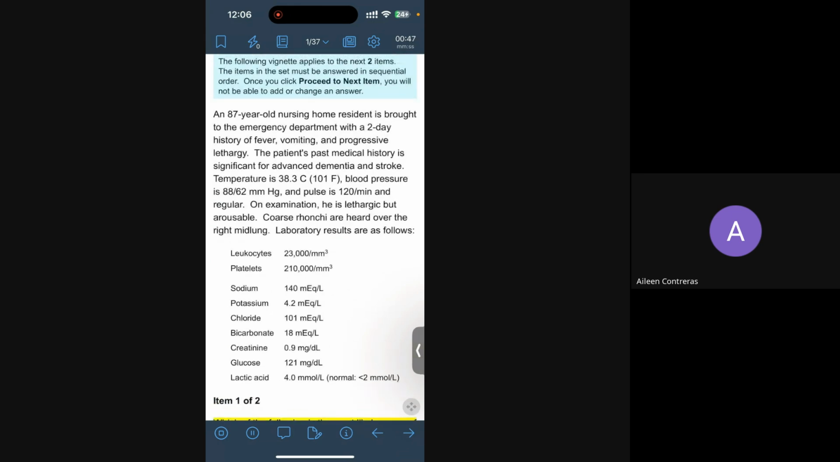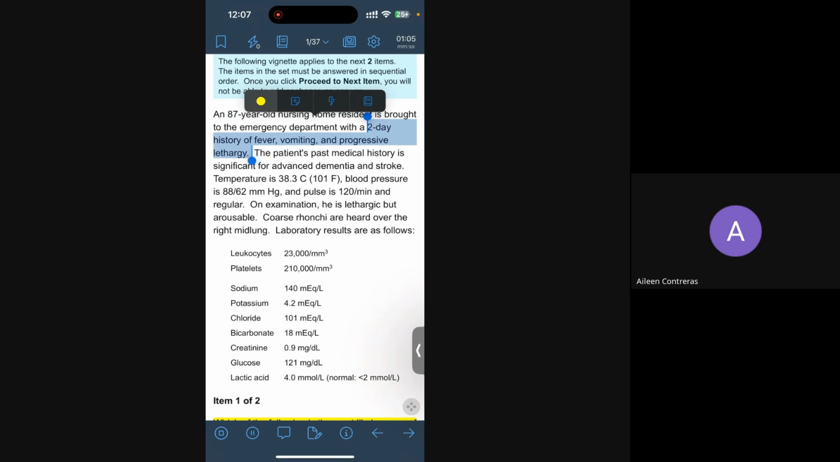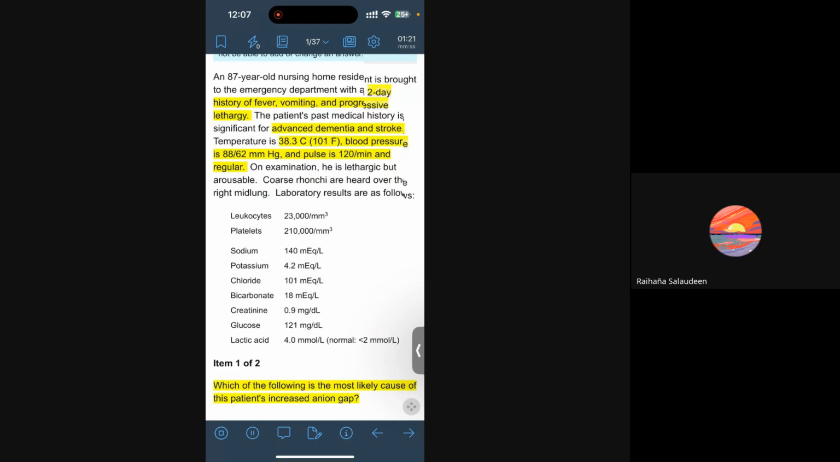87-year-old man, nursing home resident, brought to the hospital with a 2-day history of fever, vomiting, progressive lethargy, medically significant for advanced dementia and stroke. Temperature elevated, blood pressure is 88/62. That means the patient is in shock, right? Septic shock. And what type of shock? Septic shock. Why? Because the temperature is elevated.